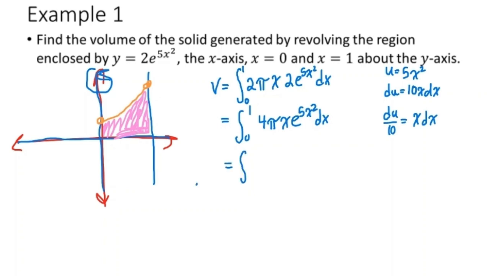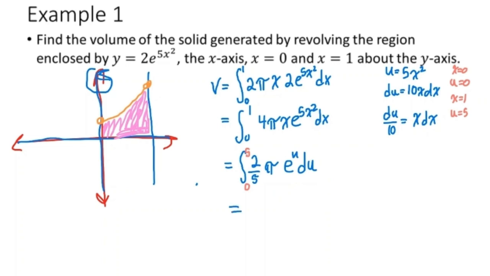Now we can go ahead and substitute to see if our integrand can be written completely in terms of u. 4 pi will stick around. The e to the 5x squared becomes e to the u, while x times dx becomes du over 10, which we can clean up to 2 over 5 pi e to the u du. Since our integrand is completely in terms of u, we can go ahead and change our bounds. If x is 0, u would be 0. If x is 1, u will be 5. So our bounds for our integral will become 0 to 5.